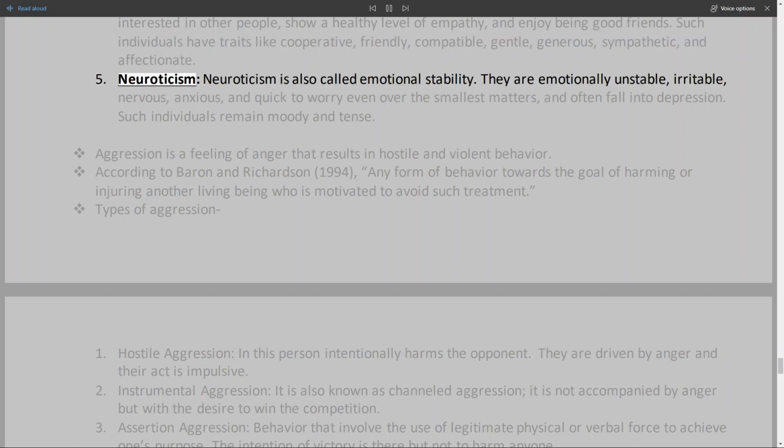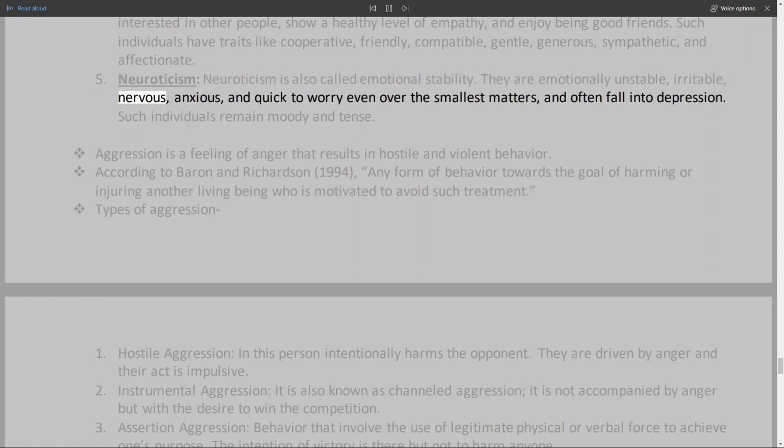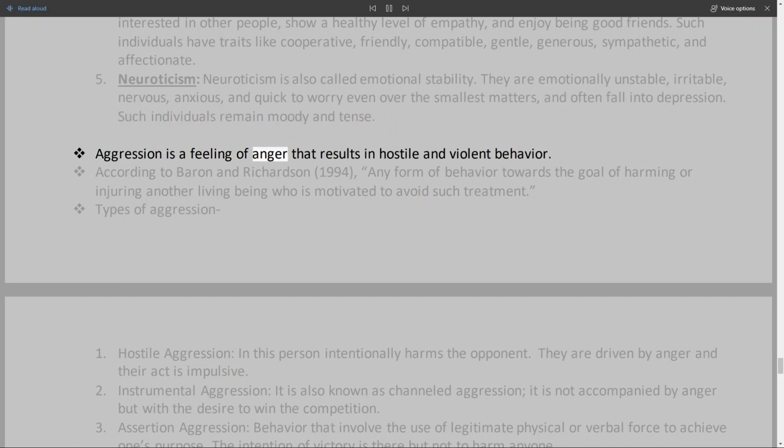5. Neuroticism. Neuroticism is also called emotional instability. They are emotionally unstable, irritable, nervous, anxious, and quick to worry even over the smallest matters, and often fall into depression. Such individuals remain moody and tense. Aggression is a feeling of anger that results in hostile and violent behavior.